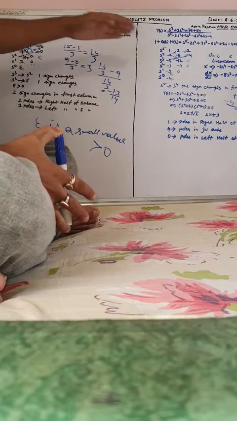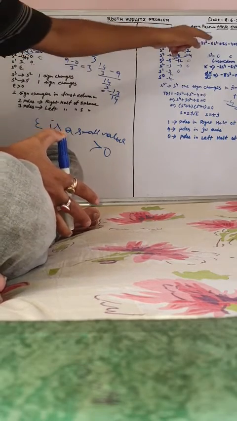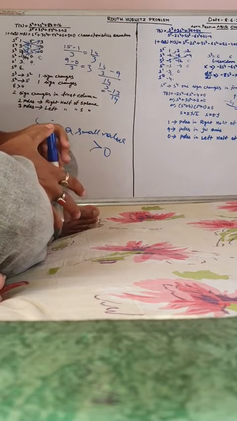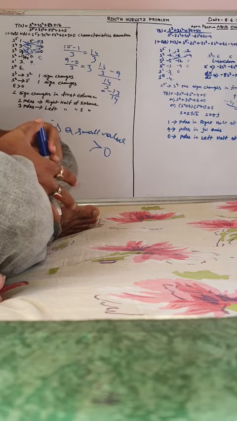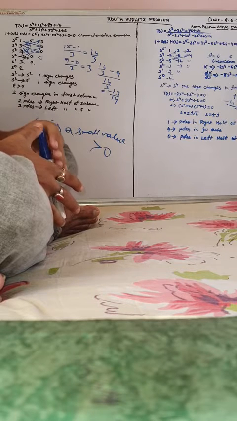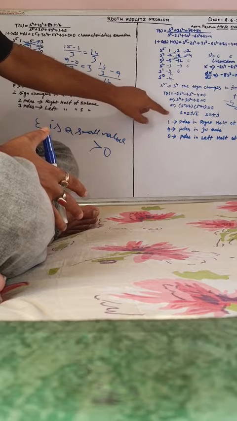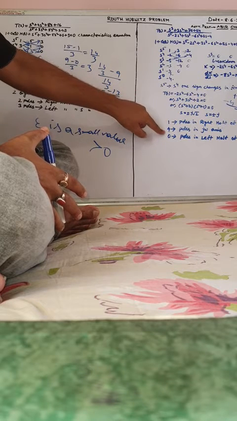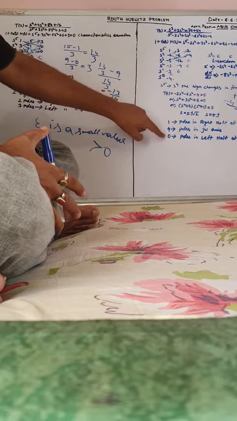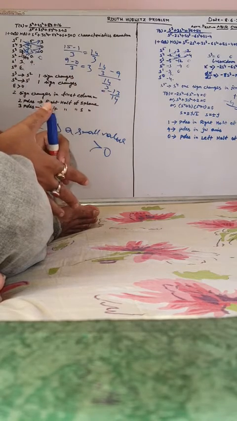This row, totally this row, you have to take the first order derivative. Then it will be minus 8, minus 12. So 1 pole will lie at the right half of the S-plane, 4 poles will lie at the j omega axis, and 0 poles will lie at the left half of the S-plane.